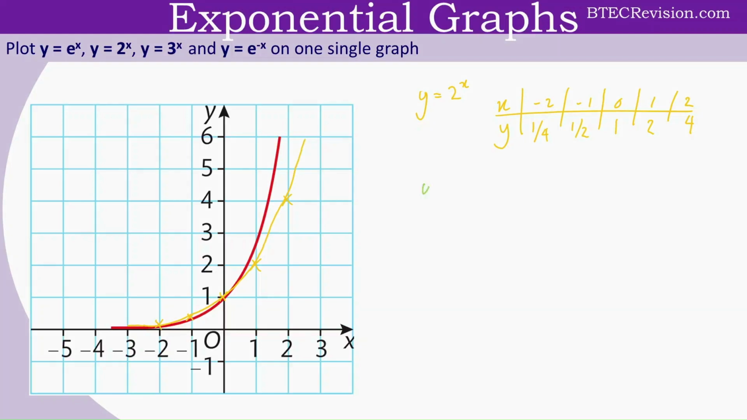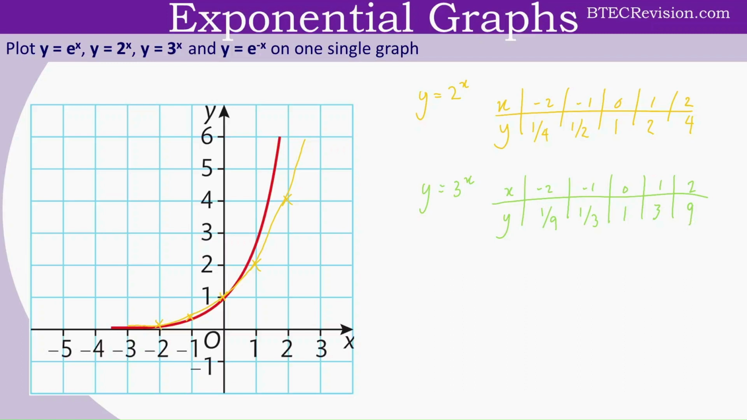Looking at the next function, y equals 3 to the power of x, we can do a similar calculation and work out our x values of -2, -1, 0, 1, and 2. So our y value here is going to be 1 over 3 squared, so that's 1/9, and 1 over 3, and 3 to the power of 0 is 1. 3 to the power of 1 is 3, and 3 squared is 9.